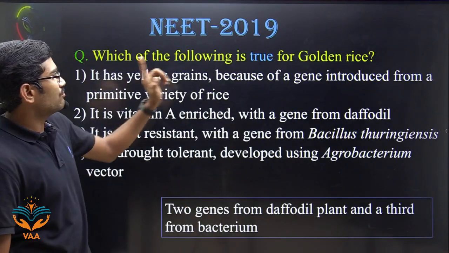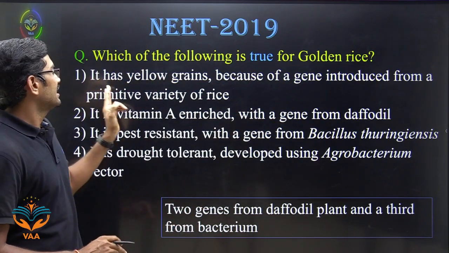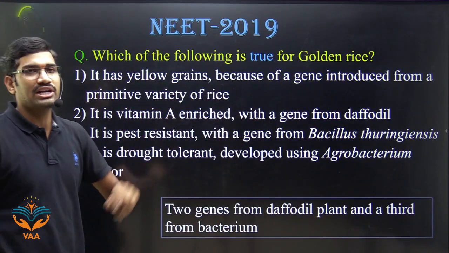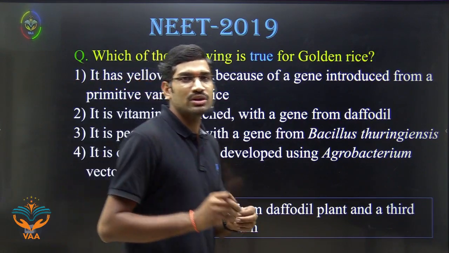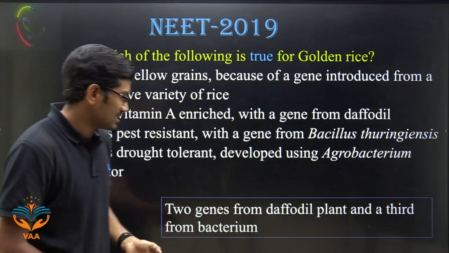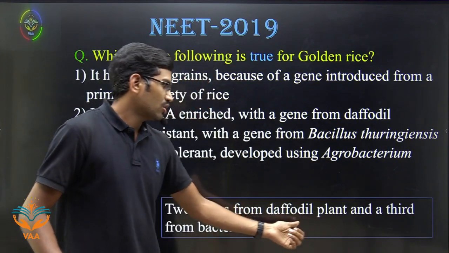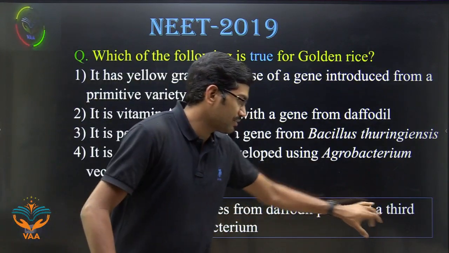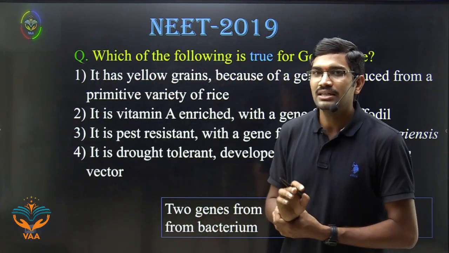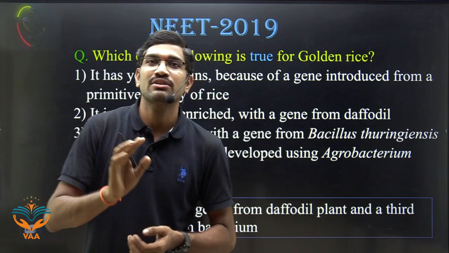Next one. Which of the following is true for golden rice? This is very, very important. Here they are saying it has yellow grains because of a gene introduced from a primitive variety of rice. This is wrong. Please remember, during the production of this golden rice, actually 3 different genes were used. See, here I have clearly mentioned this. 2 genes were taken from a plant, that is the daffodil plant, and 1 gene was taken from a bacterium, and in total these 3 genes were introduced into this japonica rice plant. In this way the vitamin A enriched rice plant was produced.